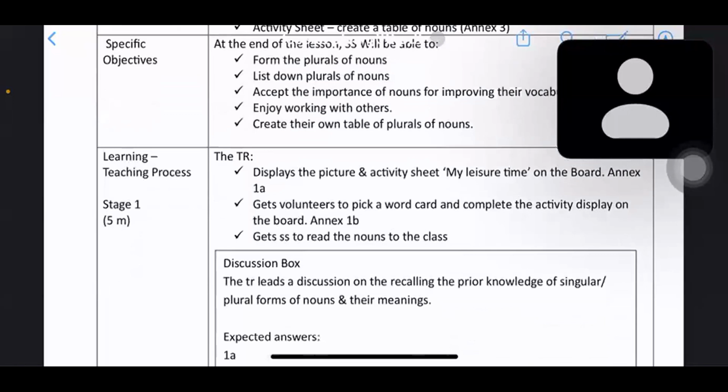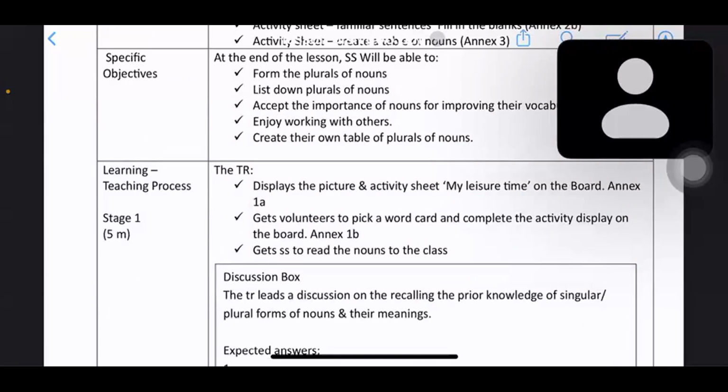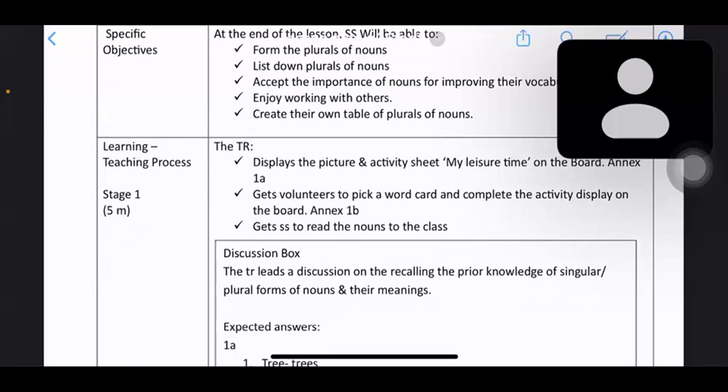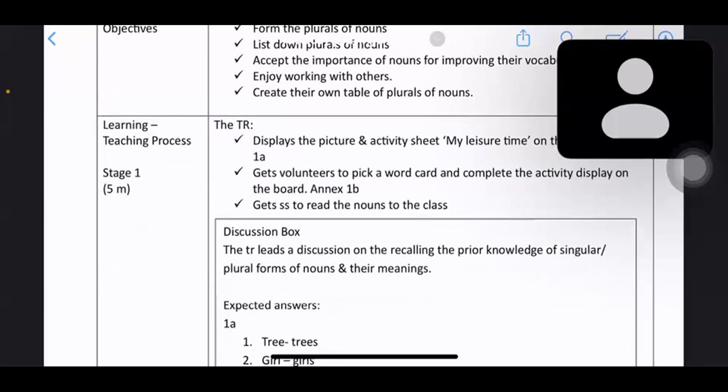Now I am going to the learning teaching process, stage 1. First, the teacher will display the picture and the activity sheet on My Leisure Time on the board, that is in Annex 1A. Then the teacher gets volunteers to pick a word card and complete the activity, displaying those activity cards on the board, Annex 1B. Then students read the nouns to the class.